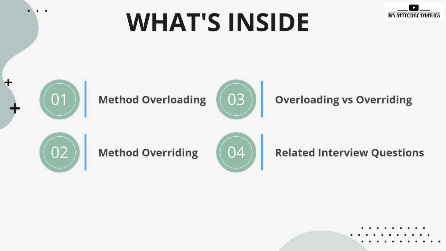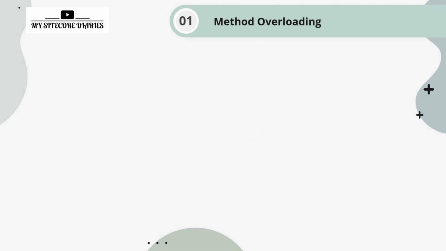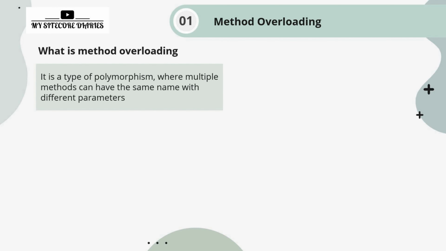So let's start today's topic. Let's see what is method overloading. It is a type of polymorphism where multiple methods can have the same name with different parameters.